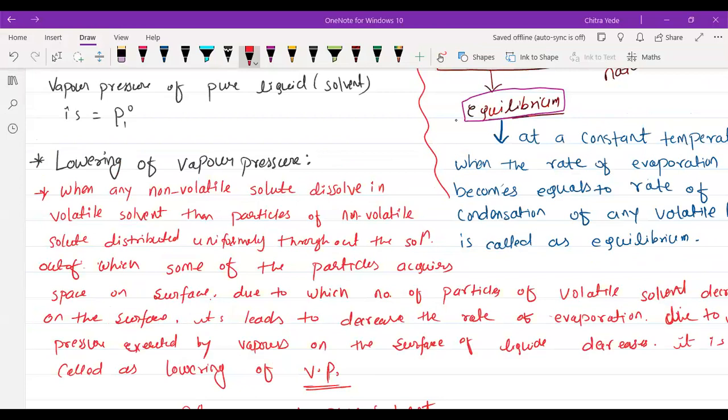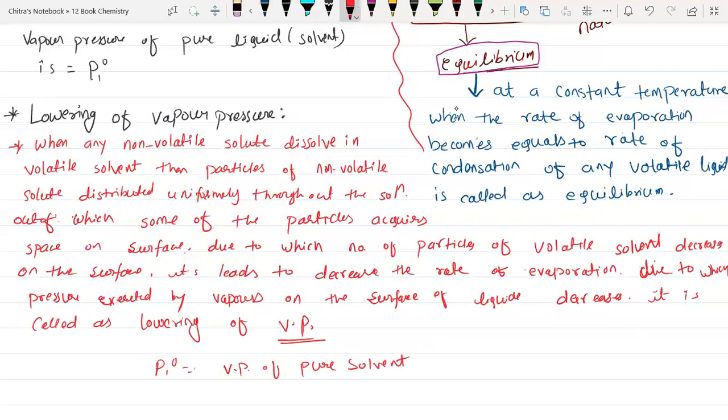Okay. So P1 0 is the vapor pressure of pure solvent, and after dissolving a non-volatile solute, let the pressure be P2, beta. Therefore, P2 is the vapor pressure of the solution. Now, how much has it decreased? How do we calculate the change in pressure? So in that condition, P1 0 is greater than P2, right? Is it or not?